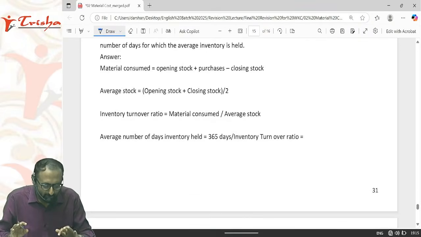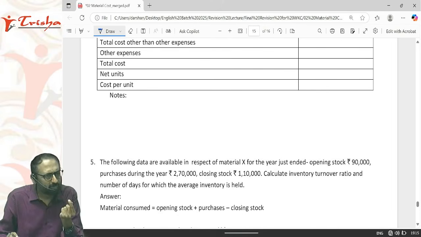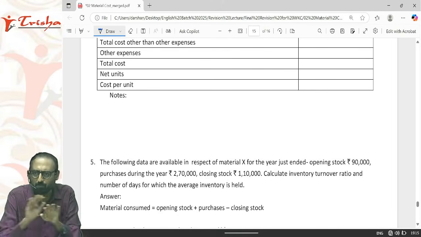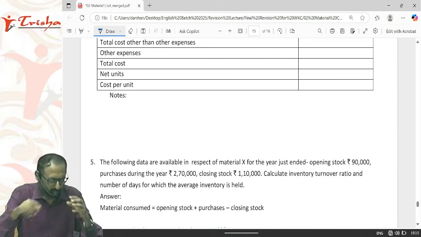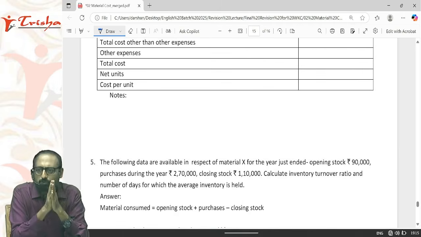So your answer is over. Second last concept, only 1 minute. Next concept, only 3-4 minutes. Our topic is over. Next concept is inventory turnover ratio.